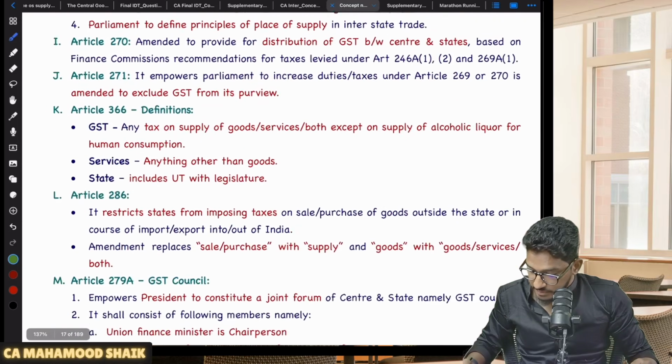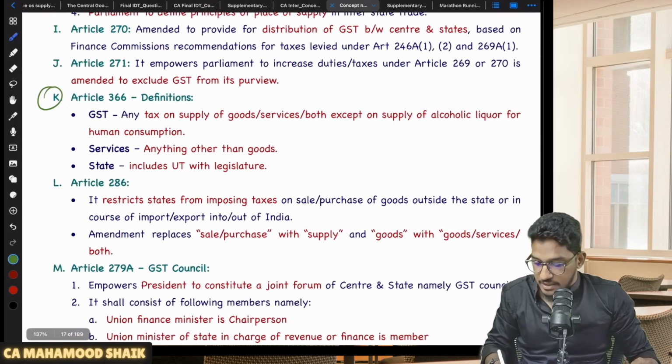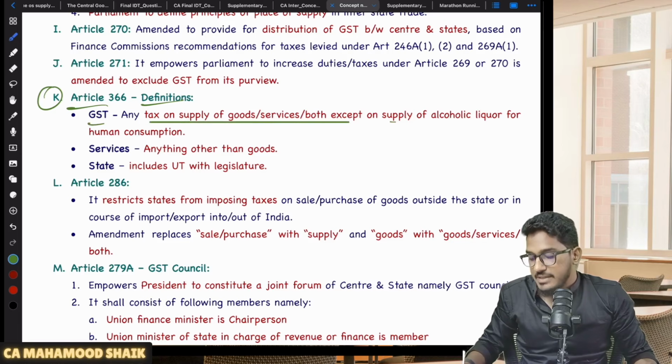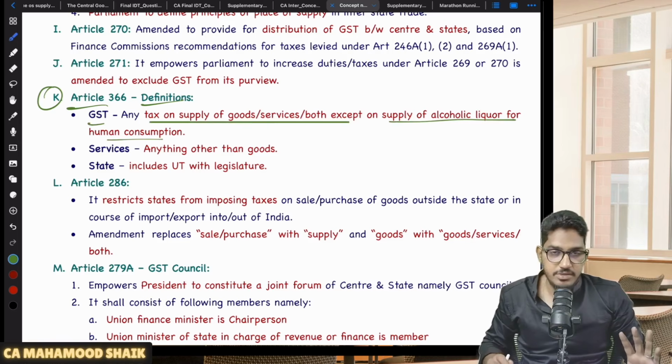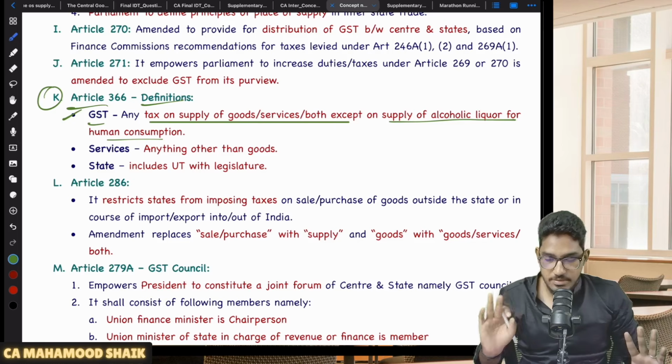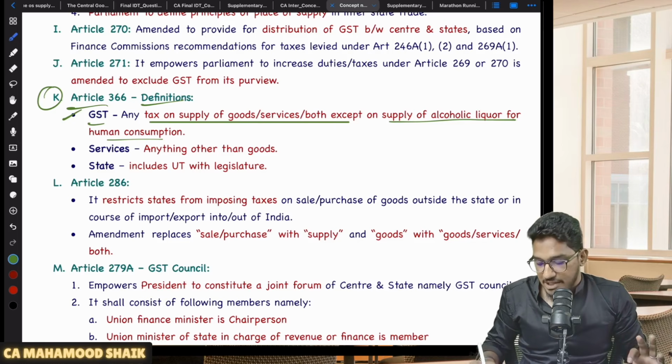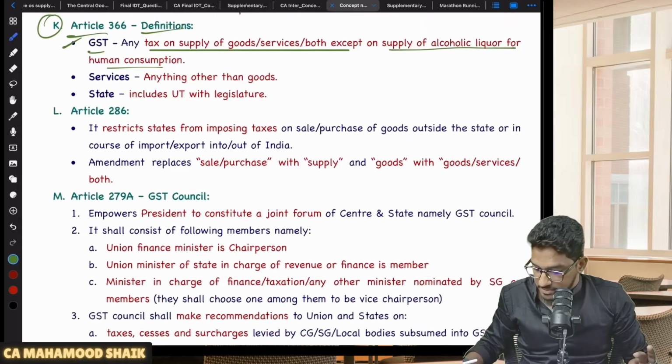So one thing which we have to remember is there are some definitions. Article 366 has a few definitions. So what is the meaning of GST? Any tax on supply of goods or services or both, except supply of alcoholic liquor for human consumption. This I've already explained. In Article 366, they have defined the term GST. It is a tax on supply of goods or services or both, except supply of alcoholic liquor for human consumption.